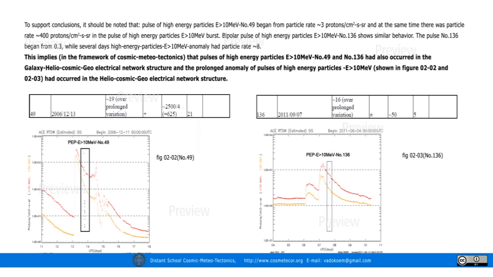The bipolar pulse of high-energy particles with energy more than 10 mega-electron-volt, number 136, shows similar behavior. The pulse number 136 began from 0.3, while for several days the high-energy particles anomaly had a particle rate about 8. This implies, in the framework of cosmic meteotectonics, that pulses number 49 and number 136 had also occurred in the galaxy heliocosmic geoelectrical network structure, and the prolonged anomaly of pulses of high-energy particles with energy more than 10 mega-electron-volt, shown in Figures 0202 and 0203, had occurred in the heliocosmic geoelectrical network structure.